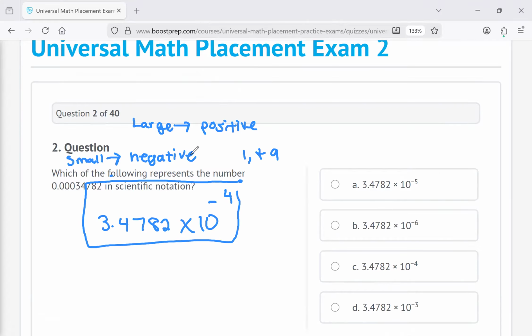Okay, so in this one, when you're doing scientific notation, if it's a small number, your power is going to be negative. If it's a very large number and you turn it into scientific notation, the power is going to be positive. Okay, so that would be letter C, 3.4782.